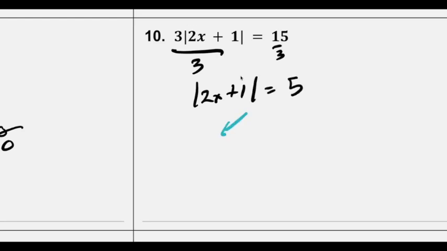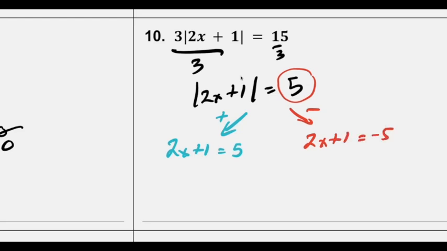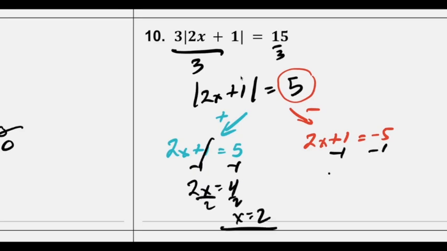I'm with the positive 1, so just keep it the way it is. And I'm going to get the negative 1. Right? Make this guy negative. You always make the answer the negative. And then from here we just solve. So minus 1, 2x equals 4, divide by 2, divide by 2, x equals 2. Minus 1, 2x equals negative 6, divide by 2, divide by 2, x equals negative 3. And those are our answers.